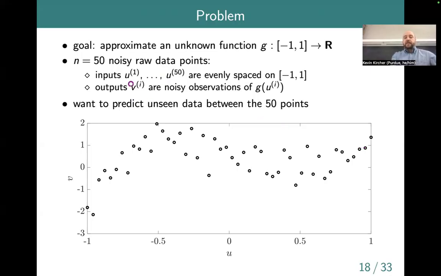The inputs that we're given, U1 through U50, this is just 50 data points along the U axis. And then we have the corresponding values. These are just the dots here on the V axis. And we want to basically come up with a model that accurately predicts data that's in between these data points.